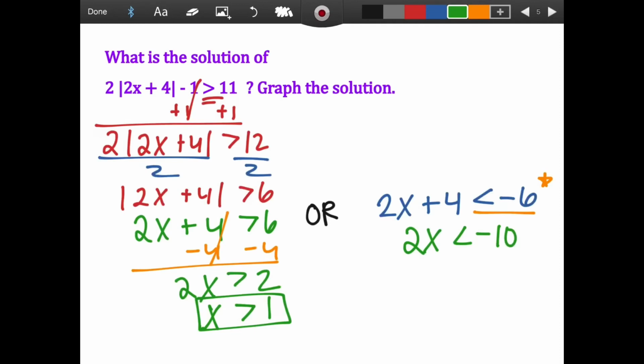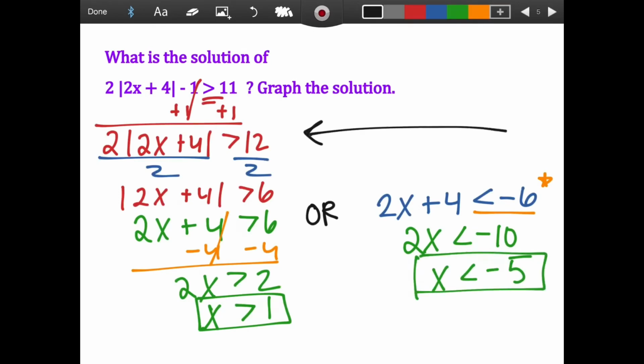Last step to isolate x, divide both sides by 2, and x is less than negative 5. So these are the ranges for our solutions.